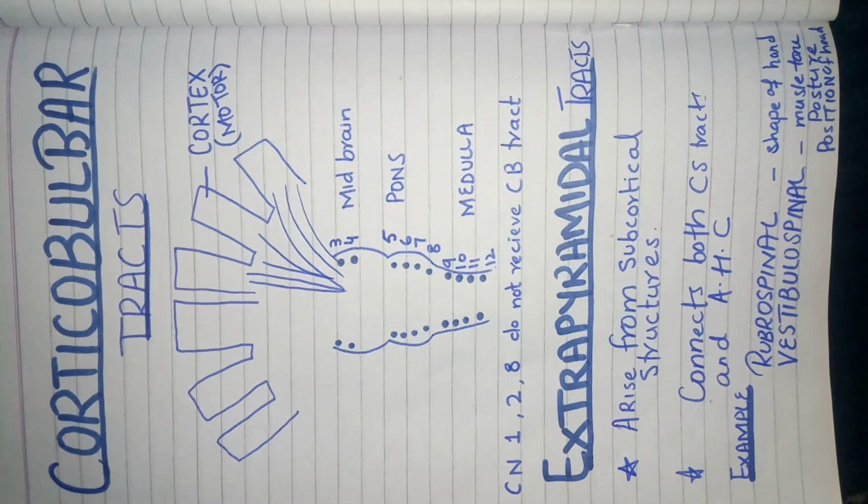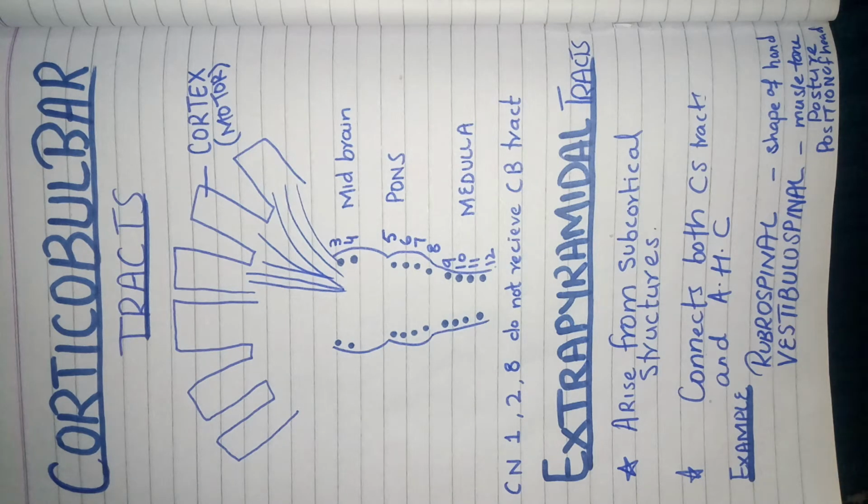Now this is how they're different from the corticospinal tract. The corticospinal tract originates from the cortex and ends in the spinal cord. But corticobulbar tracts do not leave the brain. They start within the brain and they end within the brain. They start within the cortex and they end in the brainstem. They do not come out of the brain.